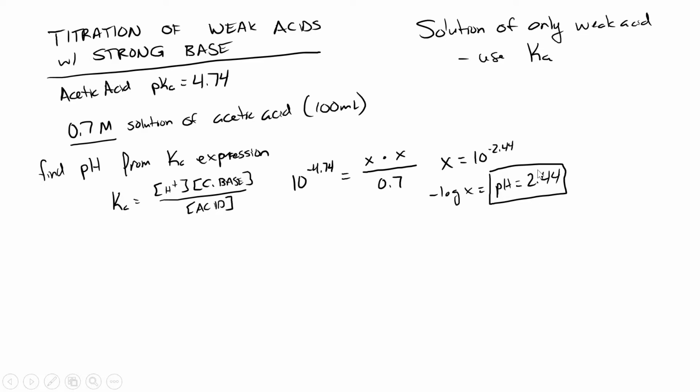So our initial pH is 2.4, which makes sense. We have a solution of acid, we have an acidic pH, everything is good. Okay?